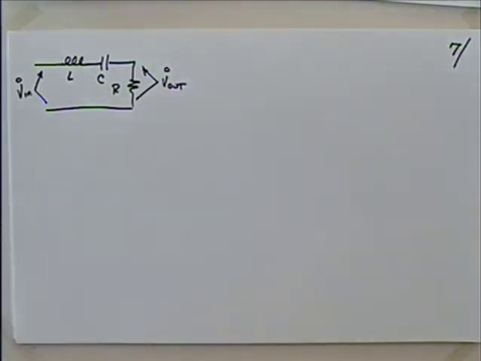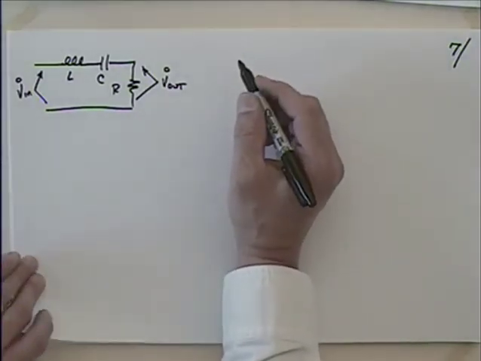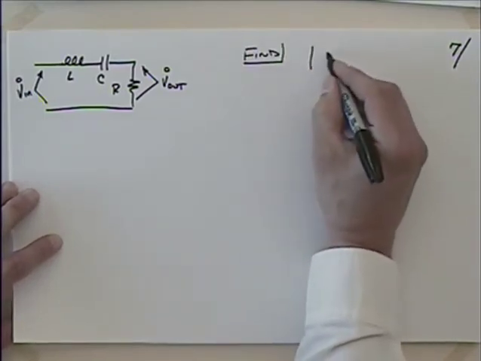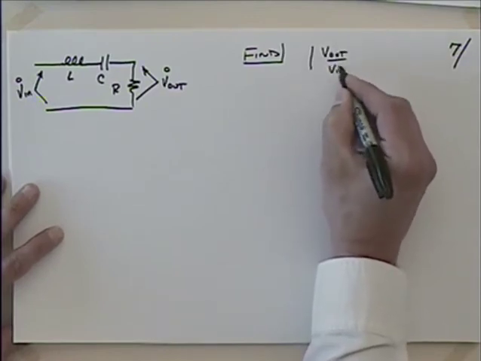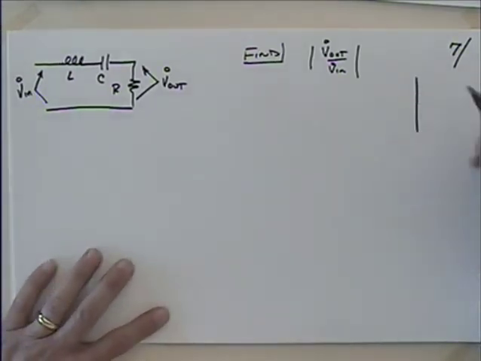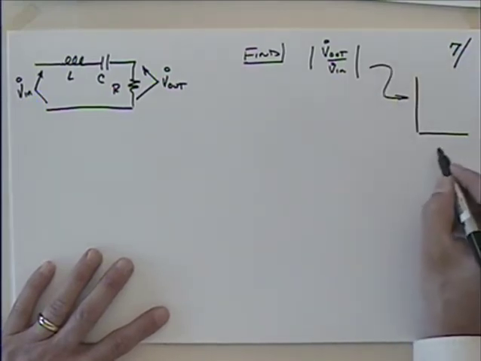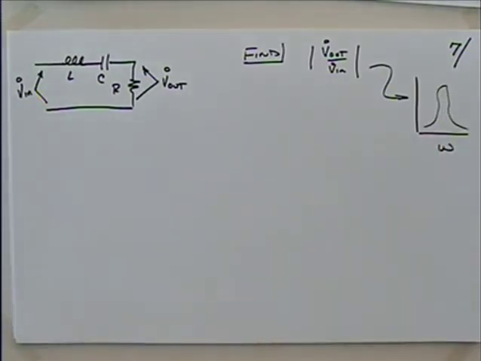And I would like to come up with the expression for the magnitude of V out divided by V in. Okay? So I want to find the ratio of the output over the input, and then I want to find the magnitude of that. When I go to plot the graph, I mean, that's what I have here. This is this piece right here. Then we have the frequency there, and we could get some nice bandpass filter out of it if we wanted to. Okay.